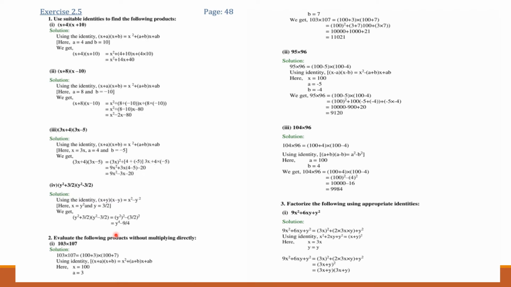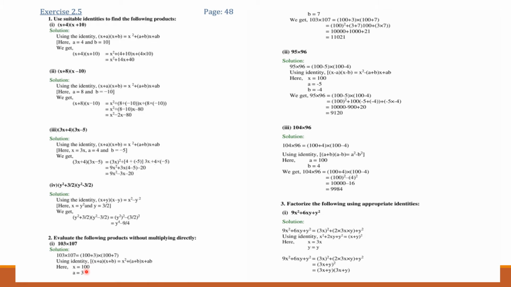Now see question number 2. What do we have to do? We have to find the product without directly multiplying. No need to multiply directly; using the identity, find the product. See how you can split it up: 103 into 107. 103 can be written as 100 plus 3 and 107 can be written as 100 plus 7.